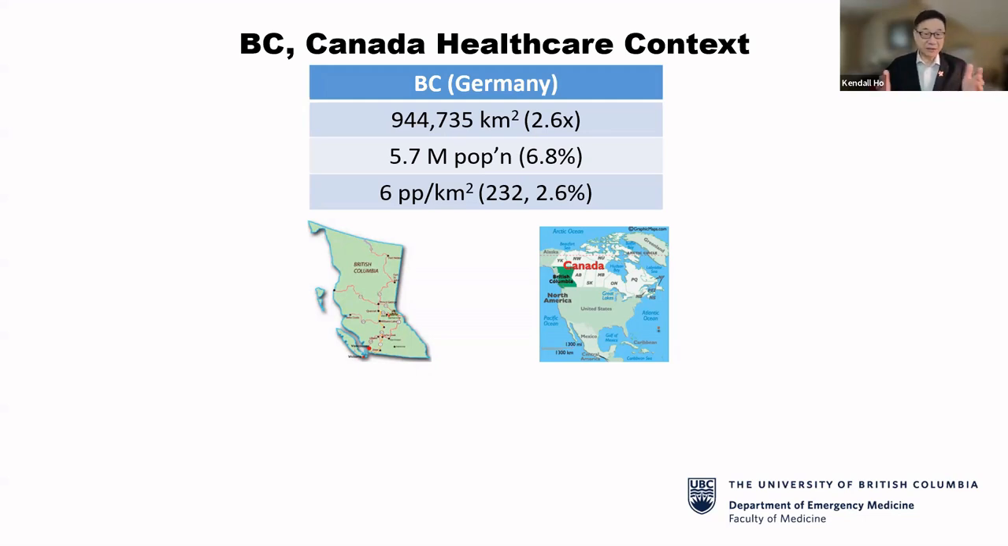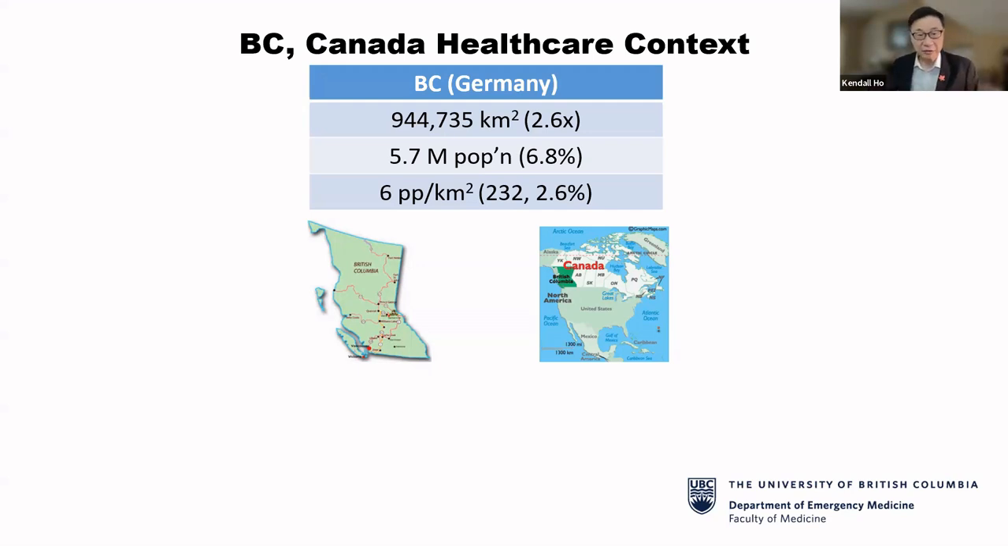So you can see that even if we just divide it up, with 2 million concentrated in urban areas like Vancouver, the capital Victoria, or Kelowna, these are the 3 biggest urban centers in British Columbia, the rest of the population is even more sparsely distributed.